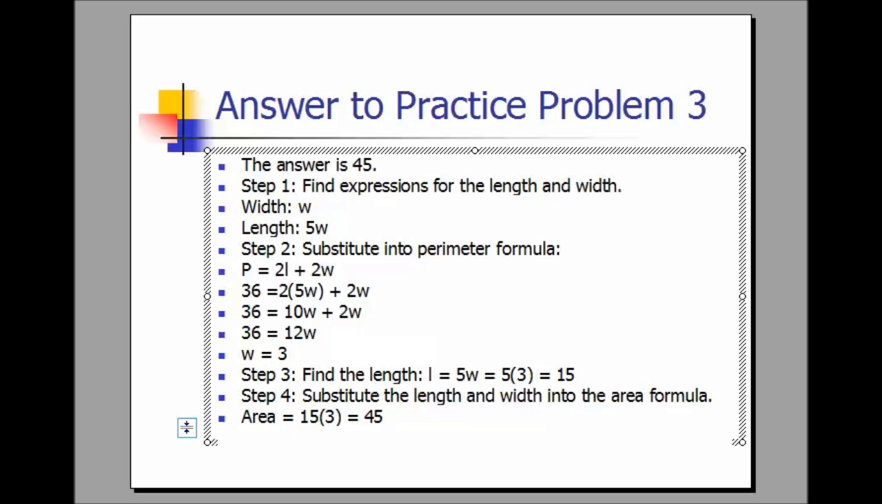Now we find the length. The length is 5W, and since W equals 3, the length is 5 times 3, or 15. Now substitute the length and width into the area formula. The area is 15 times 3, or 45.